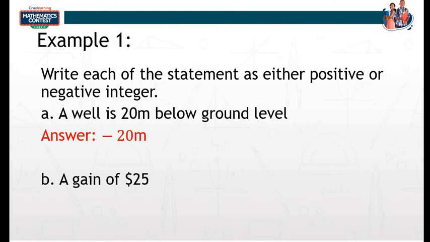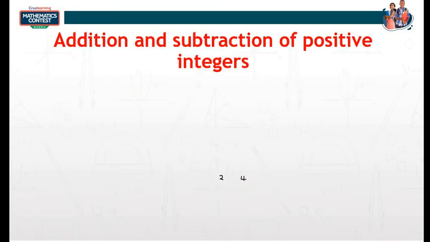Do I need to tell you this one? It is positive. You're gaining, okay? Your money is coming in. A gain of $25 is a positive integer. Is that clear? So move further.